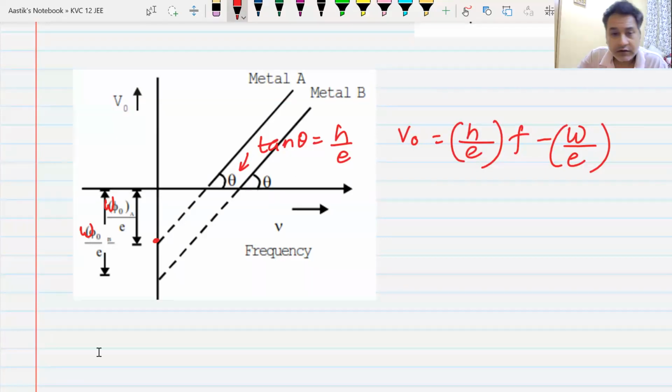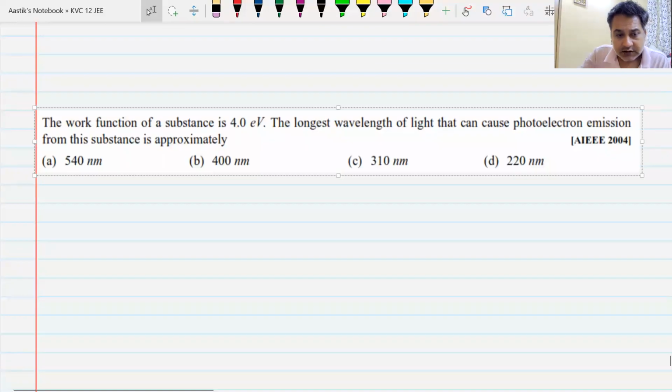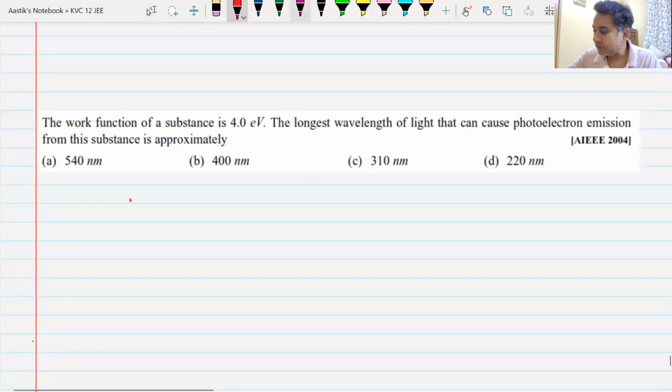Let us start with the first question. Simple question. This is the first one. It has come in one of the previous year JEEs. Can I have the answer for this one? You'll have 2 minutes to solve this.